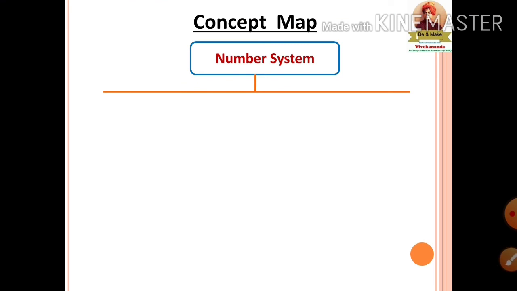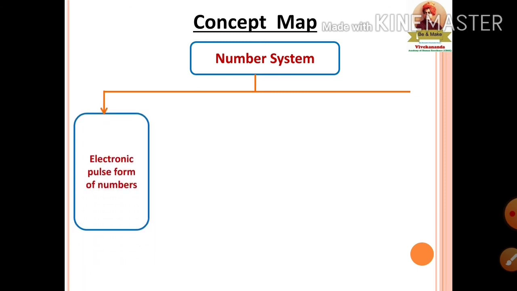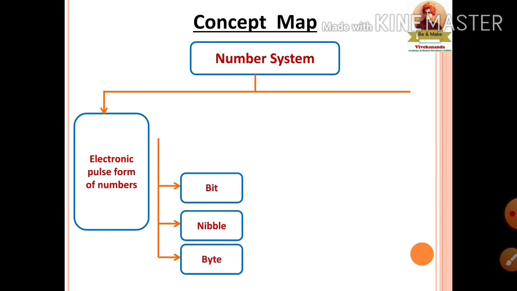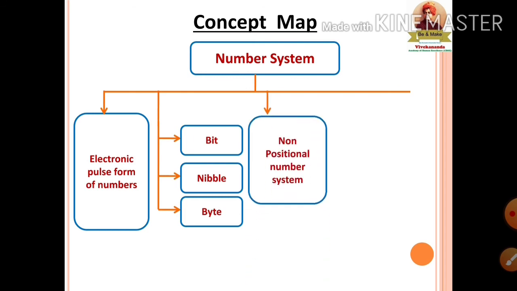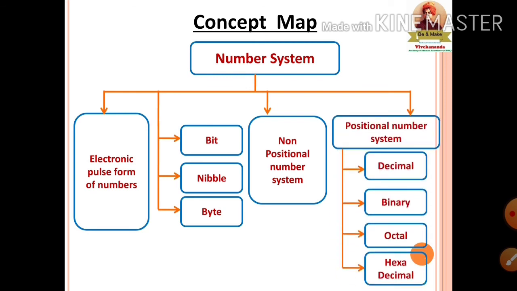So in this part of the video we have learned about the number system, the electronic pulse form to represent the numbers in computers. We have learned what is meant by bit, what is meant by nibble and what is meant by byte. We have learned the two types of number system, that is non-positional number system and positional number system. This positional number system again gets divided into 4 different types, that is decimal, binary, octal and hexadecimal number system.